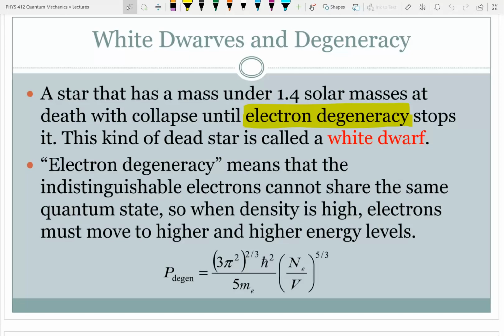And so this degeneracy creates a pressure that can be calculated: (3π²)^(2/3) ħ² over 5 times the mass of an electron, and then this here is the number of electrons per unit volume to the 5/3 power. So that's the density of the electrons. That's the pressure that they can withstand. That is, you're going to have to compress harder than that.